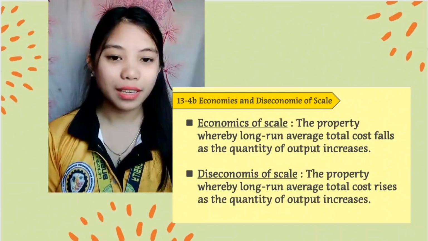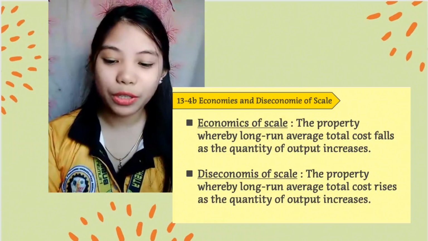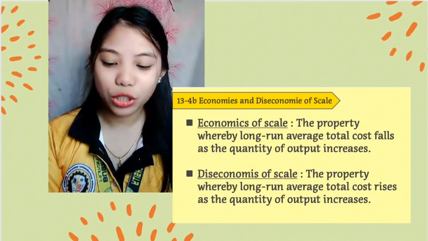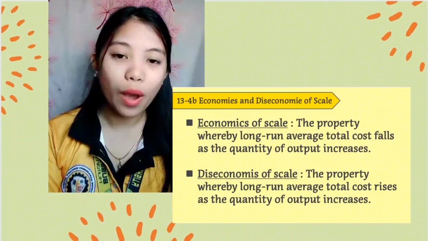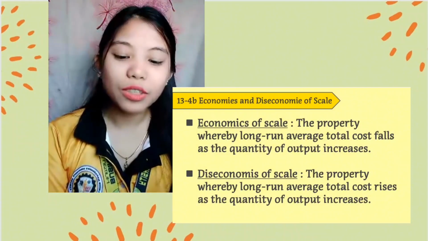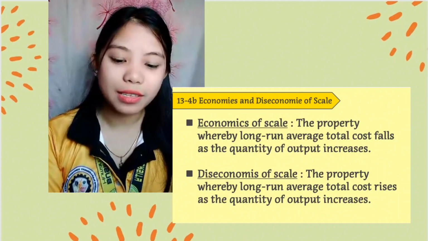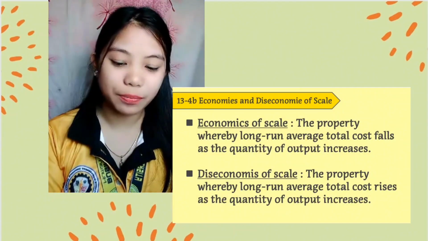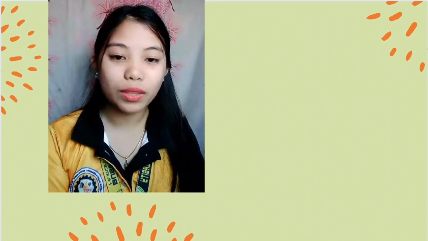So, what is economies of scale? Economies of scale is the property whereby long-run average total cost falls as the quantity of output increases, while diseconomies of scale is the property whereby long-run average total cost rises as the quantity of output increases. Constant returns to scale is the property whereby long-run average total cost stays the same as the quantity of output changes.